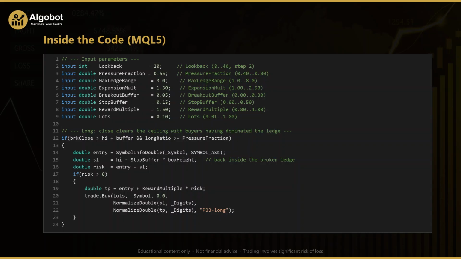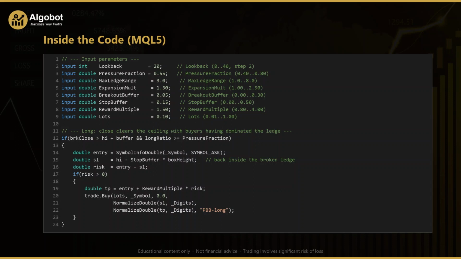Inside, entry is read from the current ask price. The stop, SL, is placed just below the ceiling by the stop buffer fraction of the box height, sitting back inside the broken ledge as a structure stop. Risk is simply entry minus stop. As long as risk is positive, the take profit, TP, is entry plus reward multiple times that risk, and the order is sent with the trade buy call. The short side, not shown here, mirrors this logic exactly around the floor.